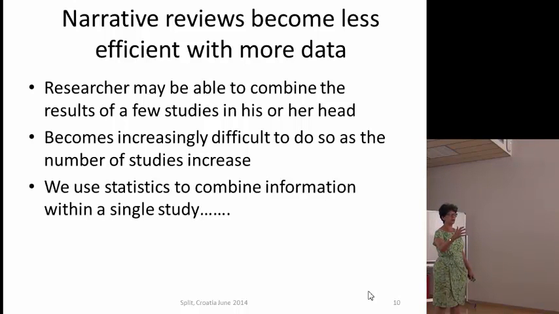But a lot of reviews have a lot more information than that. And it becomes very complicated, both as the number of studies increase and as possible variations increase. And I'm left with the question, if we use statistics to combine information from patients in an individual study, right, why wouldn't we want to use statistics to combine information from studies? It just doesn't make sense.